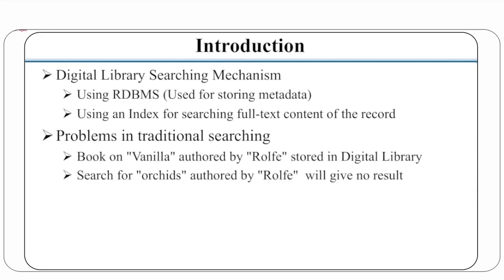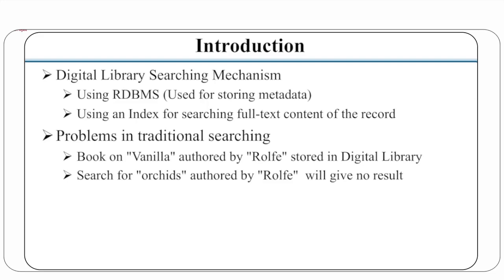For example, a user is looking for a book on orchids authored by Rolf in the digital library, having a book on vanilla authored by Rolf. This will not get the desired result. This is where the addition of semantics to a library can be very useful. Semantic information represented by metadata attached to each object and by one or more ontologies to provide semantic context for searches can be used to resolve exactly such queries.